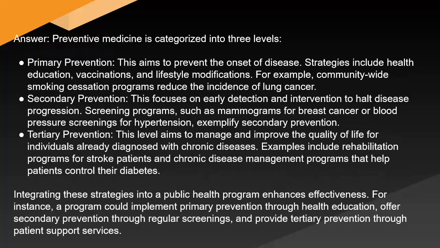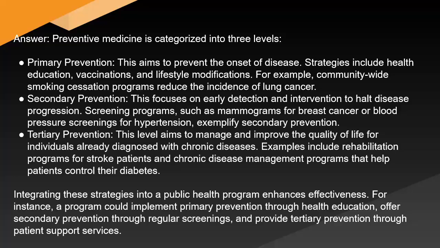Answer. Preventive medicine is categorized into 3 levels. Primary prevention. This aims to prevent the onset of disease. Strategies include health education, vaccinations, and lifestyle modifications. For example, community-wide smoking cessation programs reduce the incidence of lung cancer.